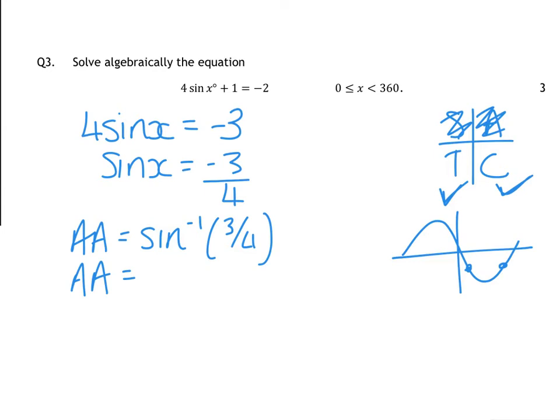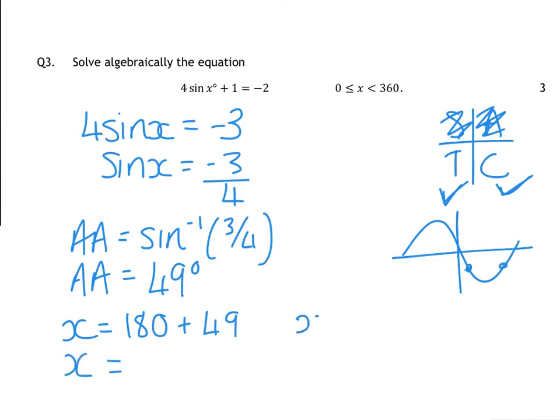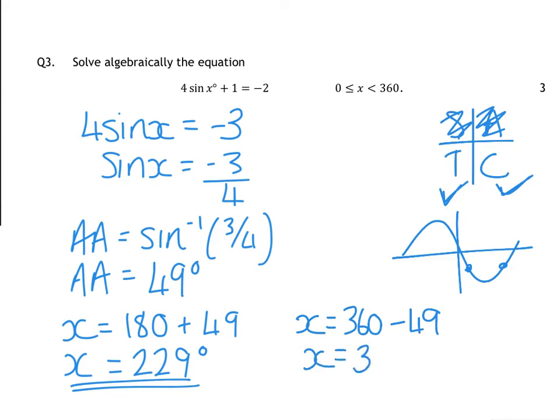So shift sine of 3/4 gives me, now I do need this whole angle, so it's 48.5, so that's 49 degrees. So in the tan box, we do 180 plus our 49. And in our cos box, we do 360 minus 49. Now that makes your two answers. Now use your calculator if you're not sure. You don't want to mess up in simple addition. So that gives us 229 and 311 degrees. So that's your two answers.